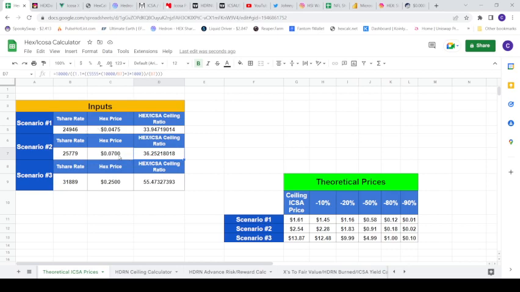So now let's say that the price doesn't change on hex and we are stuck at 0.75.